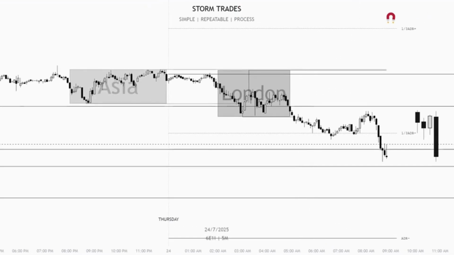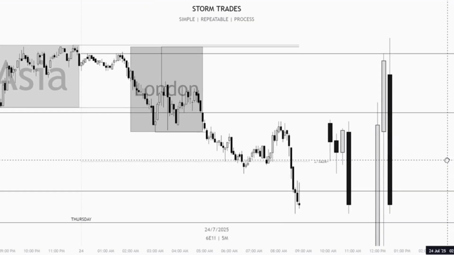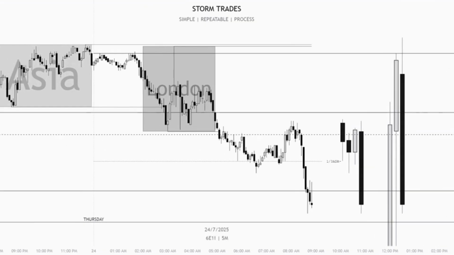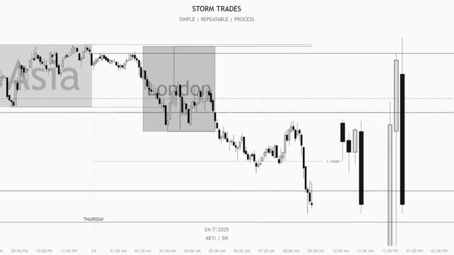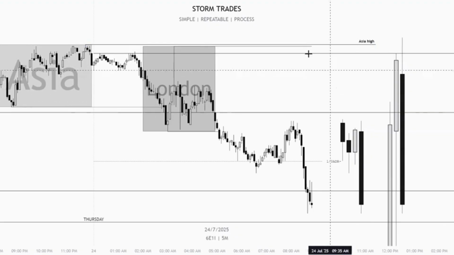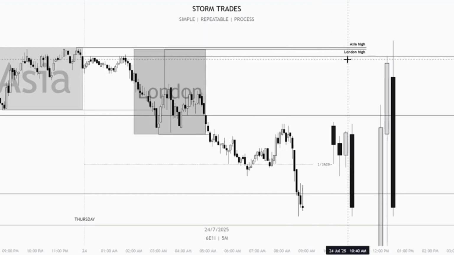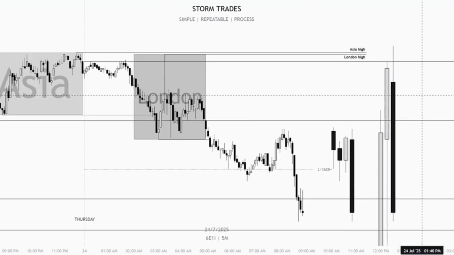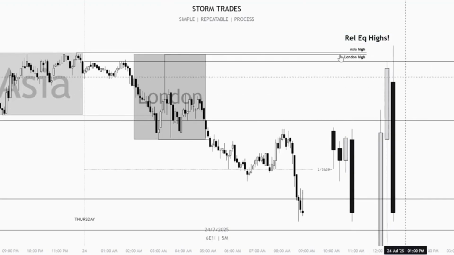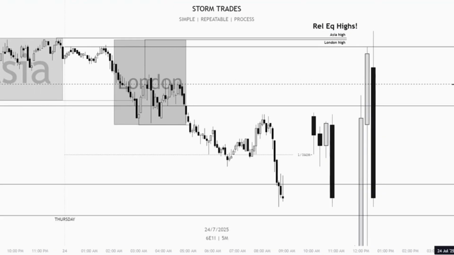Now, on the M5, the first thing that jumps out at me, besides the fact that we've just swept the 1/3 ADR, as we previously said, is we're looking at it for any clear draws on liquidity. Well, what do we have up here? It's really important, right? Up here we have the Asia high and the London high, extremely close to each other. But in fact, London did not take Asia out. This leaves behind relatively equal highs. This is a really important thing because that's a nice draw on liquidity.